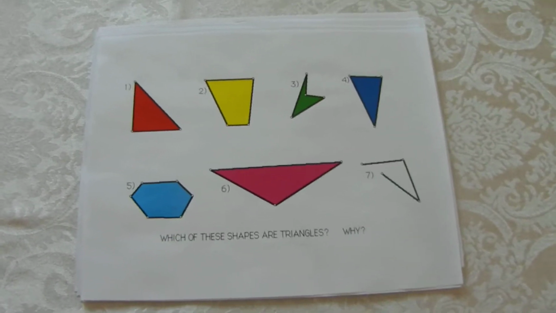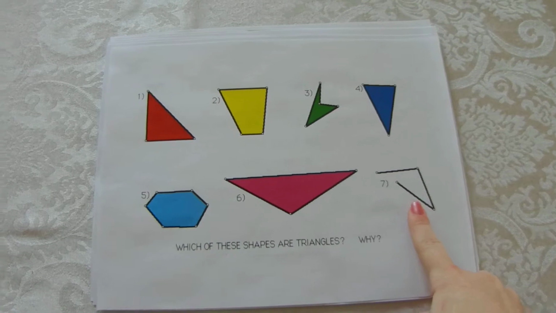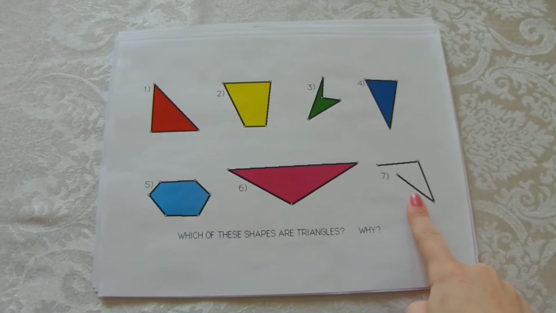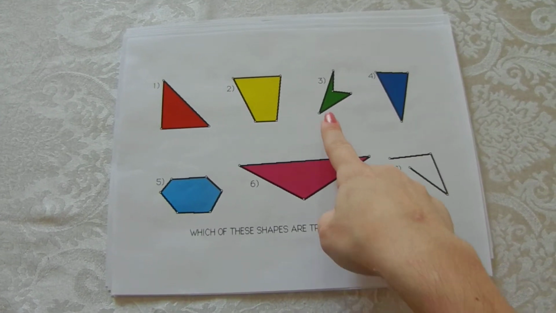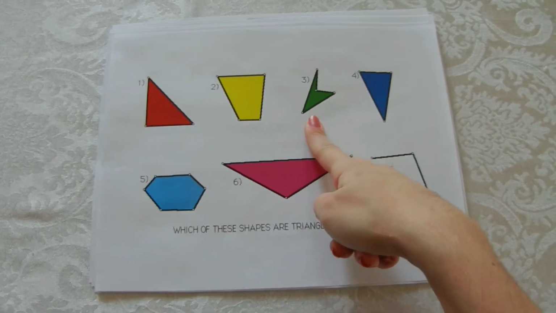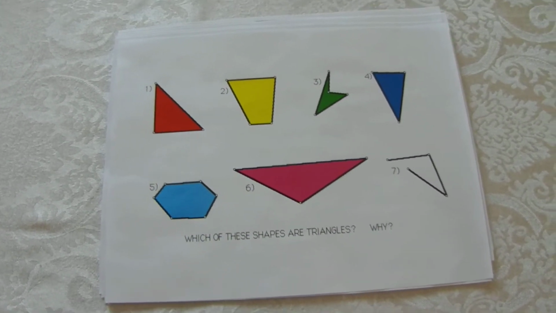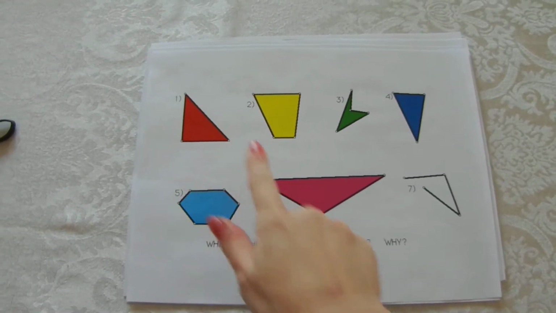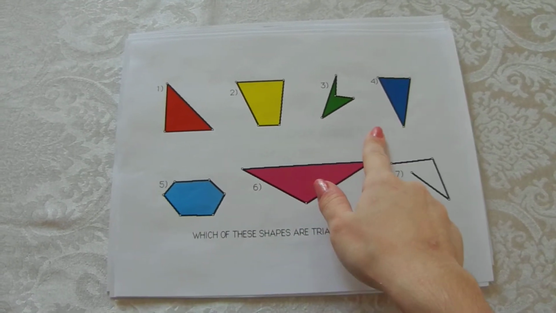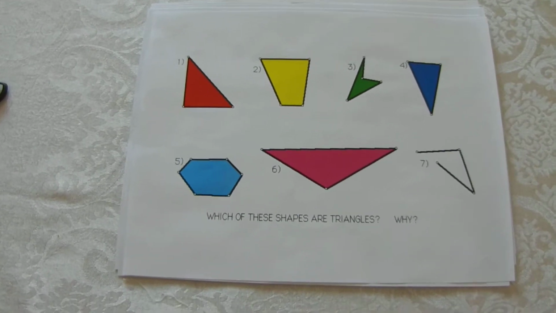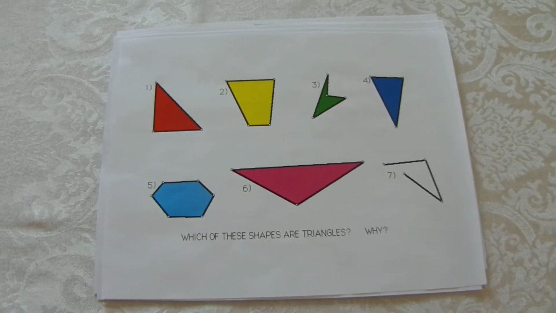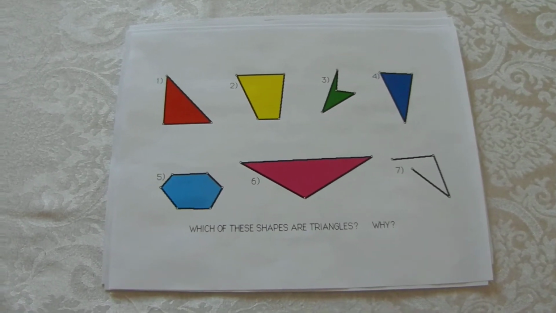Now looking at these figures, I can see that this figure right here is definitely not a closed figure, and that this figure is a closed figure but it does not have three sides. Same with these two. These have multiple sides. So I'm thinking that number 1, number 6, and number 4 are triangles. Let's find out our answers, and then I will explain to you also what types of triangles these are.